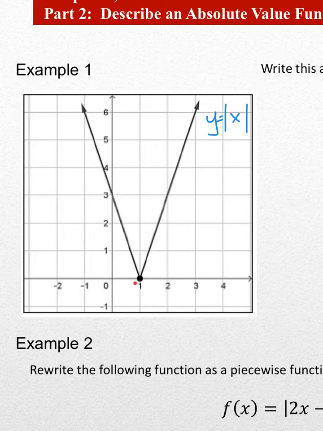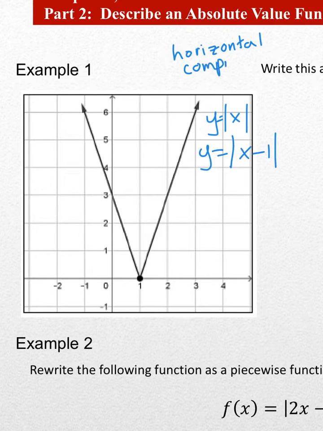Okay, so first let's tackle the translation piece. If I want to translate 1 to the right, recall that that means I'm going to subtract that 1 unit from my input variable. So going right, subtract. Going left, add. Okay, now how do we deal with this stretch or compression? We got to choose one or the other. I'm going to view it as horizontal compression, meaning it's getting skinnier in the horizontal direction. Getting skinnier in the horizontal direction means that our compression factor A is going to be greater than 1.